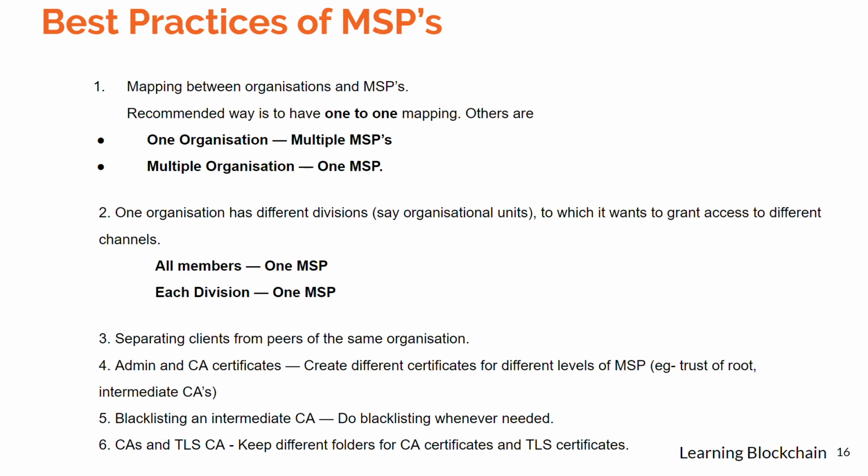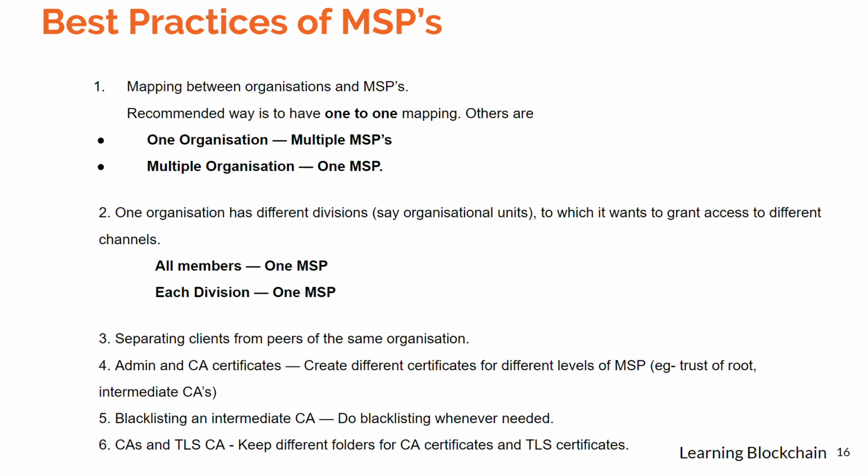And the next is blacklisting and the intermediate CA. Do blacklisting whenever needed. This is basically one advanced topic. From the business and functional perspective, if the intermediate certification authority is somehow malfunctioning, or they are not trustworthy, or you are changing the organizational level and using some different certificates, then you can blacklist it.